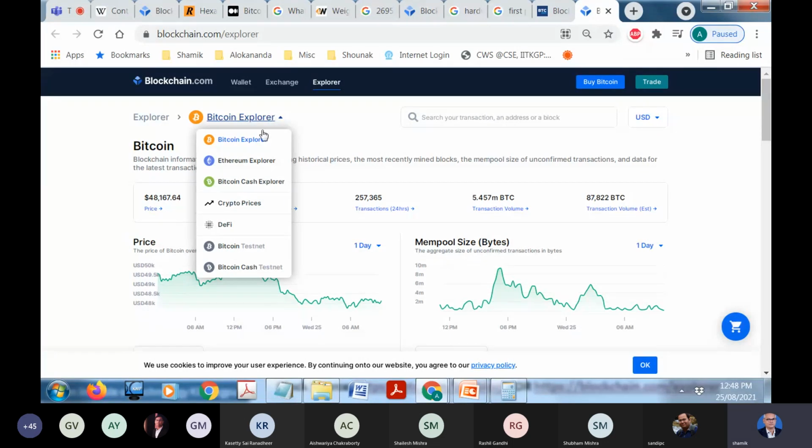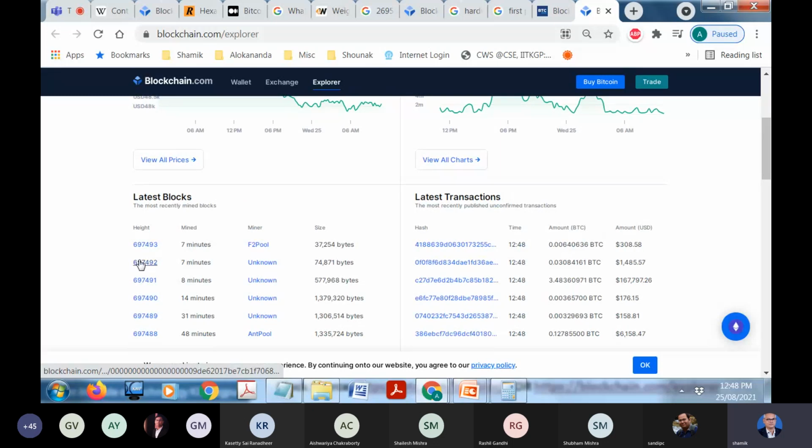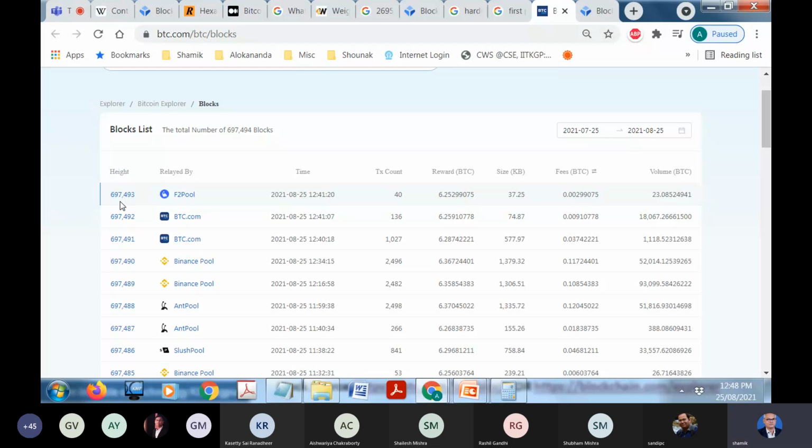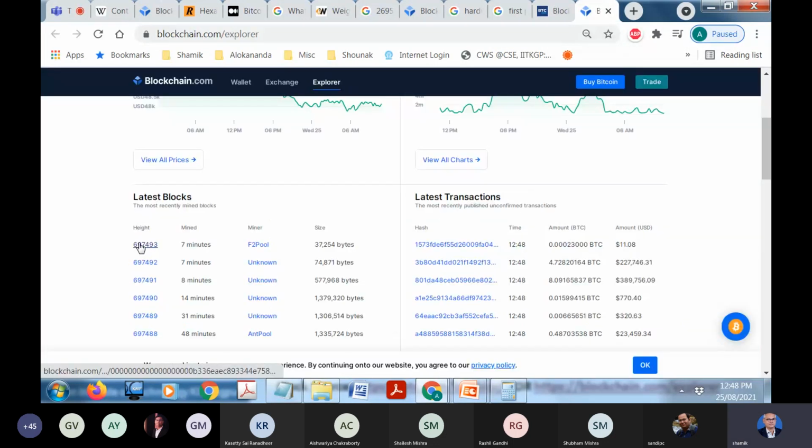If you look at Bitcoin here and see the latest blocks, whether in this site or the other one, you will see the same information. These are the blocks, starting from the first block that was mined by Nakamoto. Now the block number is 697,493, and it is in real time. Block 697,493 took 7 minutes to create, and the previous one took 7 minutes, and some took 8, 14, and so on.